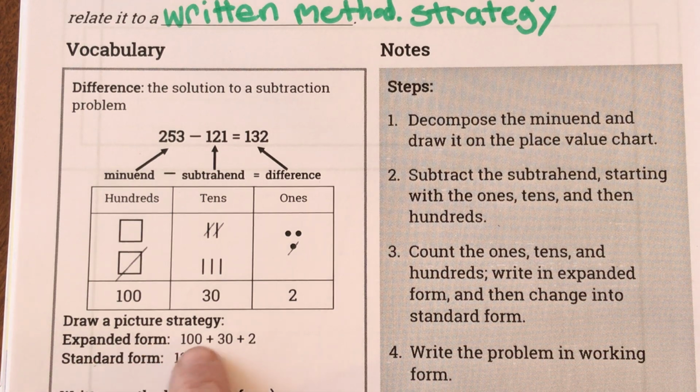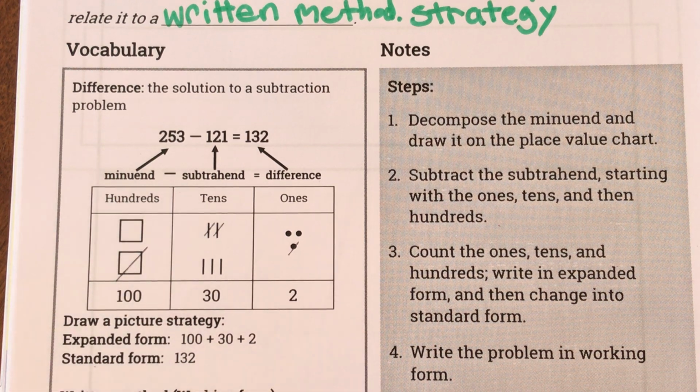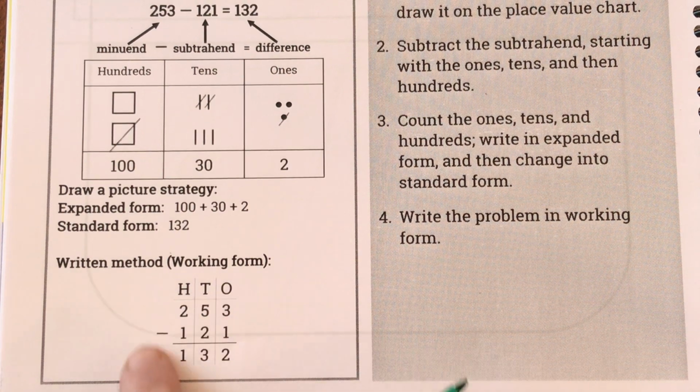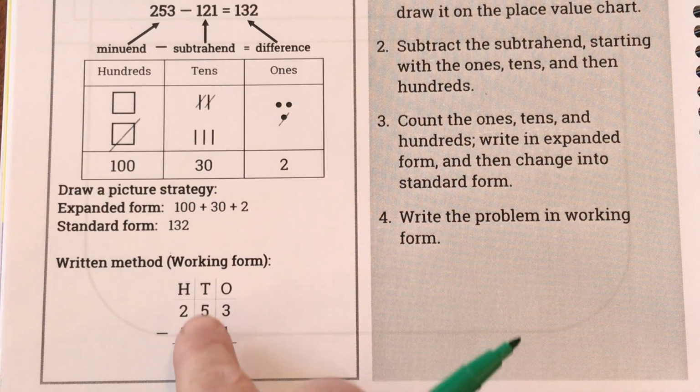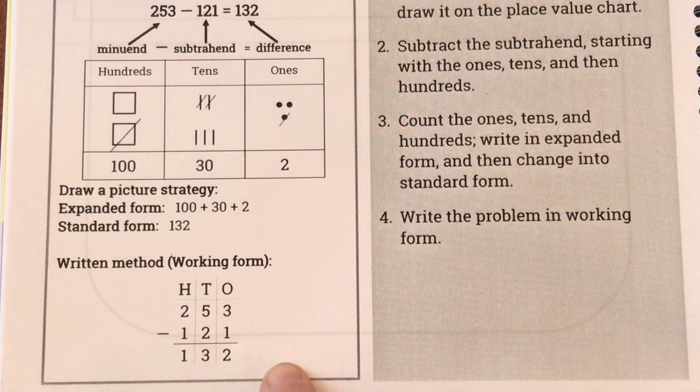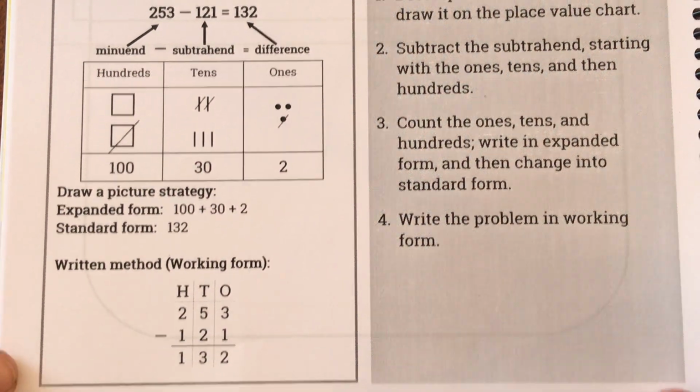Remember, expanded form is when the number is stretched out, and then standard form is when it's squished back together. So 132 separated is called expanded, but standard is when we just write it regular or normal, I like to think of. And then written method, sometimes called working method, this is how we write it out more without the pictures. This is not using any visuals. So we still have the same minuend, and we still have the same subtrahend, and then we have our solution or our difference.